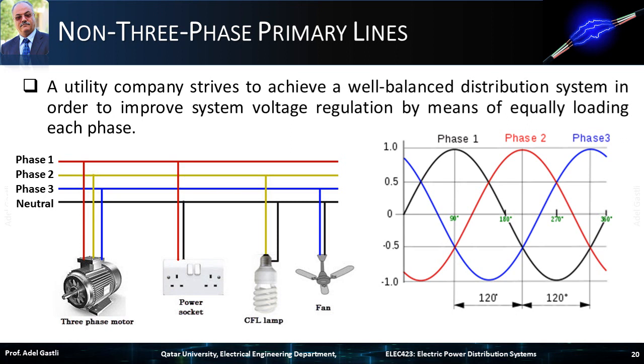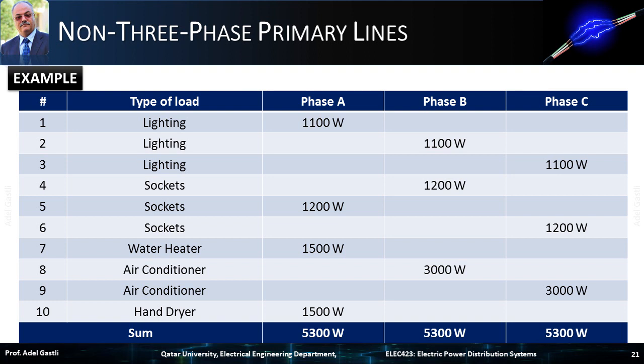This is a difficult but very important task, because power and current unbalance cause voltage unbalance on the network, which may affect the efficiency of many three-phase loads. This table shows an example of how to balance the load on the three phases inside a house. For instance, we can distribute the lighting and socket loads equally on each phase.